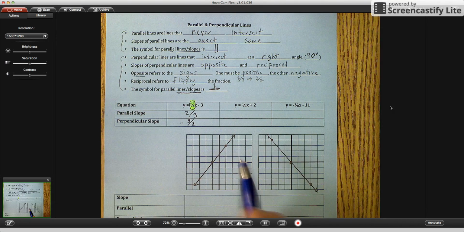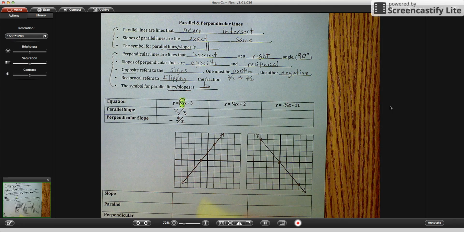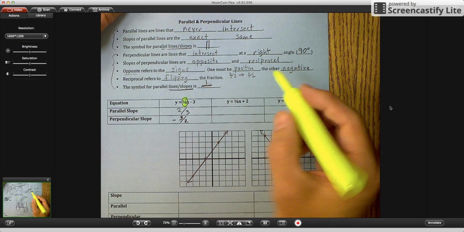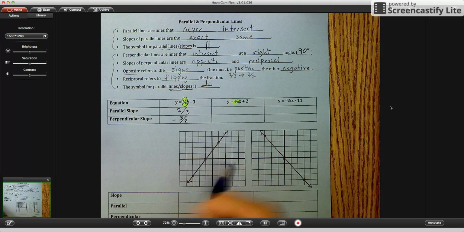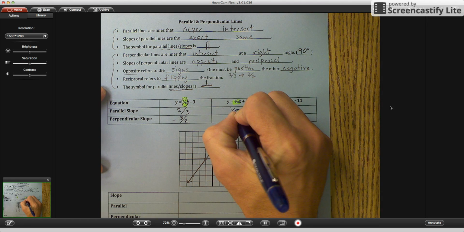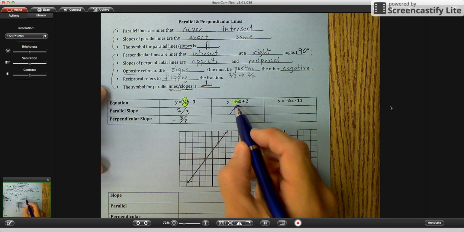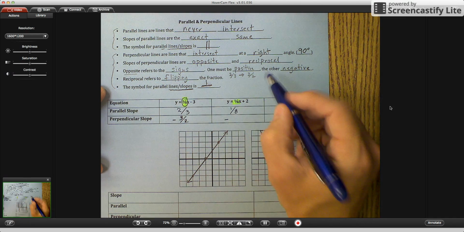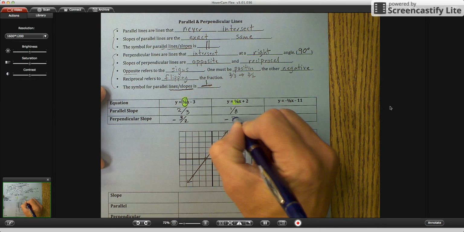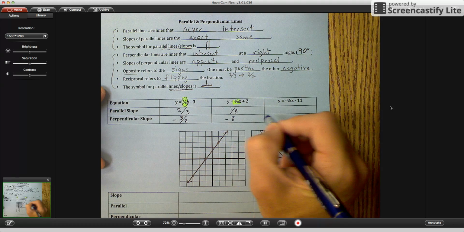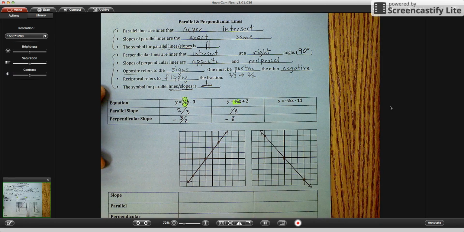Let's look at the second example. The second example says y equals 1/8 x plus 2. We're going to look for the slope, and the slope is right here, 1/8. So parallel slope is the exact same, so 1/8. The perpendicular slope is opposite, so instead of a positive, it's going to be a negative. And then reciprocal, which means we're going to flip. So 8/1, and 8/1 would be the same as 8. So 1/8 and -8 are perpendicular slopes.